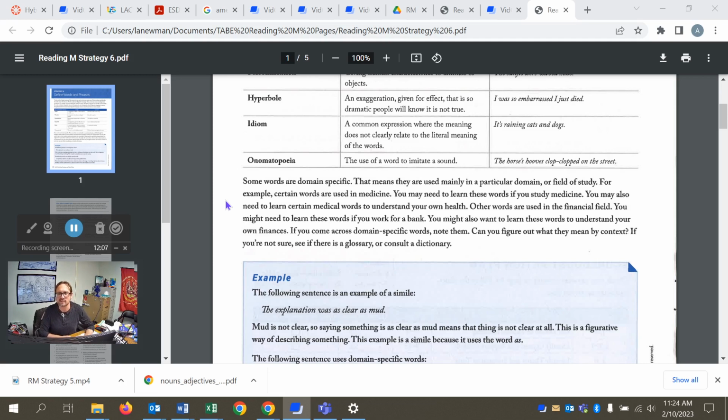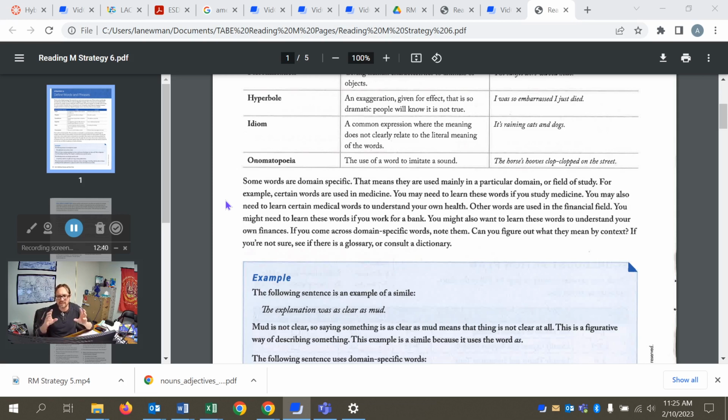You may also need to learn certain medical words to understand your own health. Other words are used in the financial field. You might need to learn these words if you work for a bank. You might also want to learn the words to understand your own finances. If you come across domain-specific words, note them. Can you figure out what they mean by context? If you're not sure, see if there's a glossary or consult a dictionary, which is great in the real world. It won't be helpful on the test because you're not going to have access to a glossary or a dictionary.